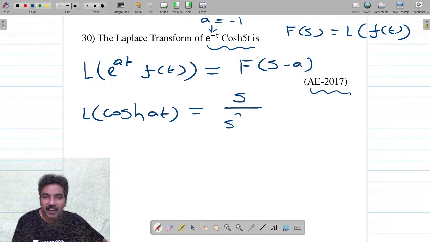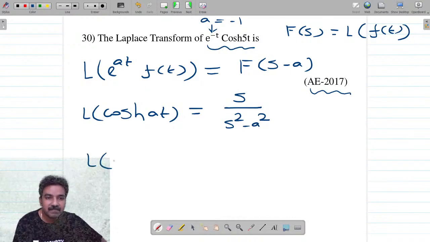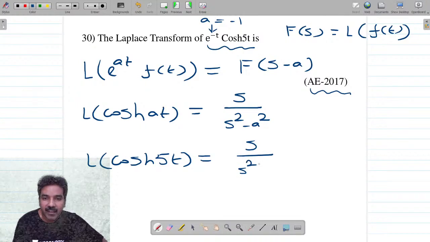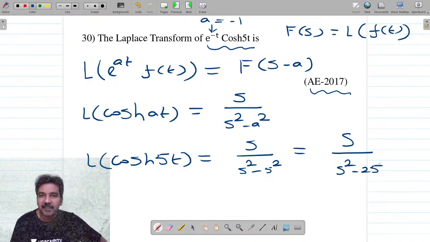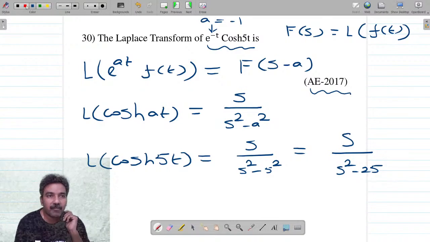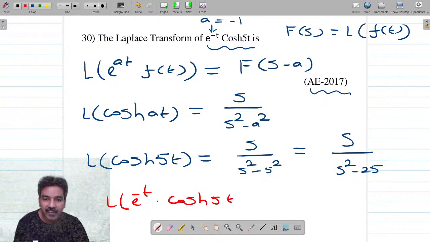This is s divided by s square minus a square. Here the a value is 5. So the Laplace transformation of cos hyperbolic 5t is s divided by s square minus 5 square. This is s divided by s square minus 25. This is the Laplace of cos hyperbolic 5t only. But I want the Laplace transform of e power minus t into cos hyperbolic 5t. So here the a value is minus 1.